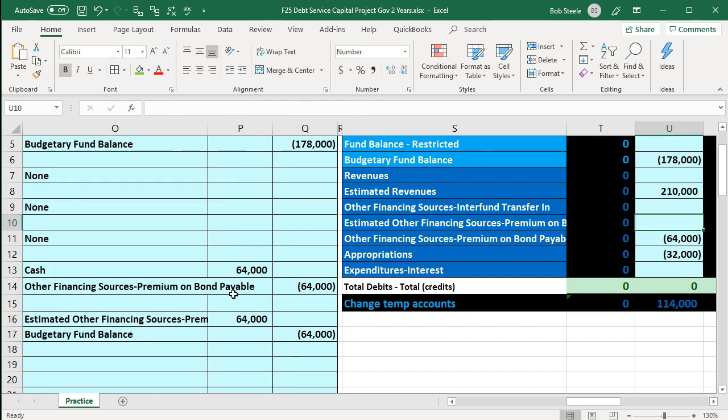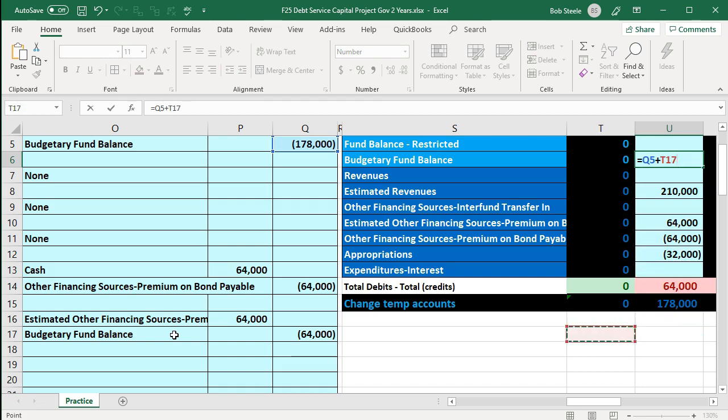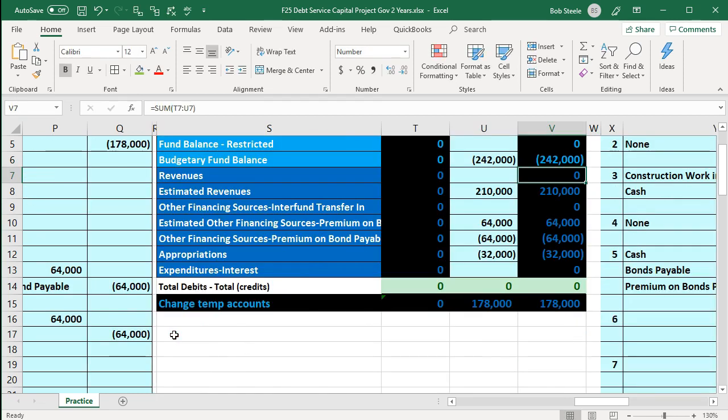So that's going to be up here in U10, where we're going to say equals and scroll down to the 64,000. And then the other side is going to be the budgetary fund balance. There's something in that in U6, so I'm going to say F2 plus F2. Scroll back down and pick up that 64,000, and then that'll put us back in balance.